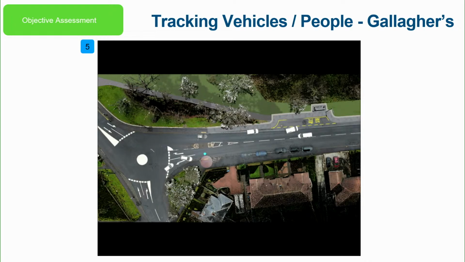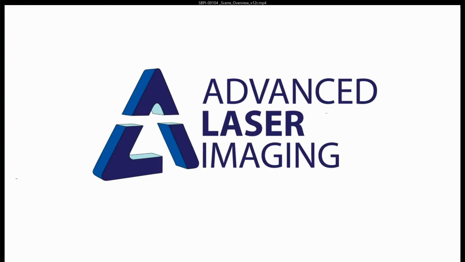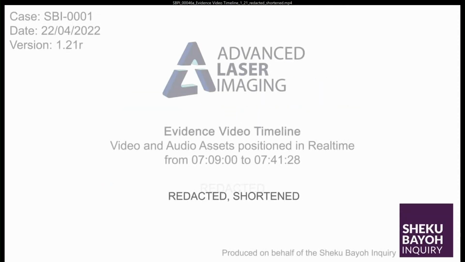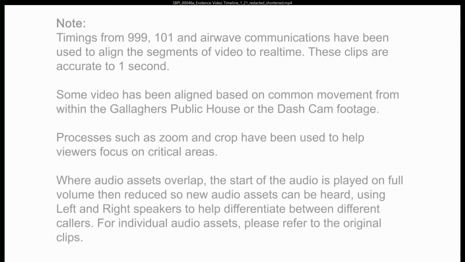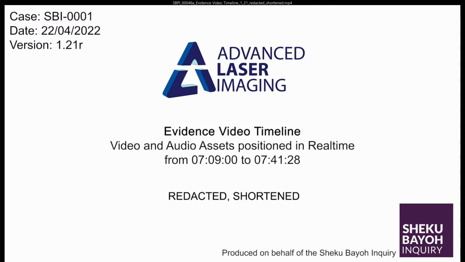Let's move on to the next slide, slide 26. And I think at this point you're going to demonstrate part of the evidence video timeline. And if we can stop there, can I ask you to go back slightly? We see that it's the evidence video timeline, video and audio assets positioned in real time. So this is cross-referenced with a real-time clock. That is correct. And it's from 7:09 in the morning to 7:41 and 28 seconds. Yes. And you've also noted quite properly that this is a shortened version which has been redacted for public display. Correct. Thank you. Carry on to the next part of this, please.